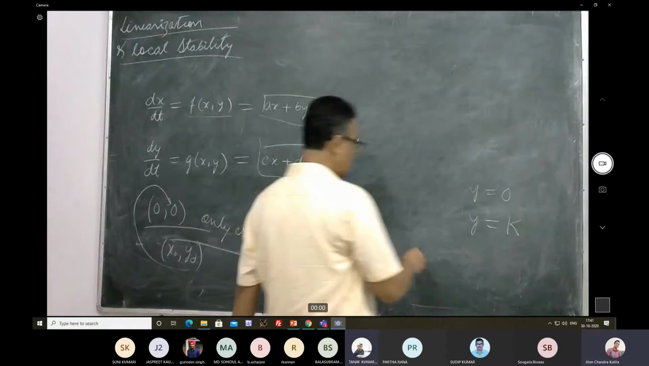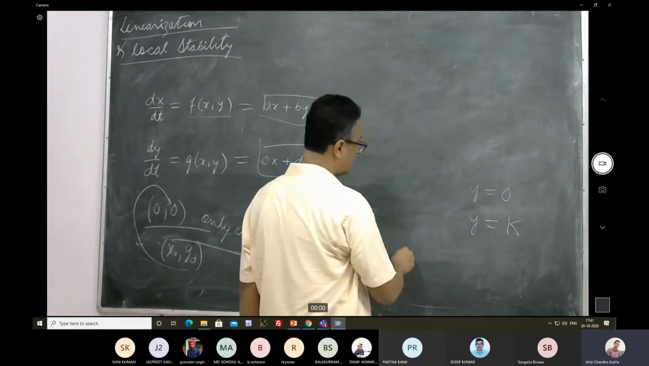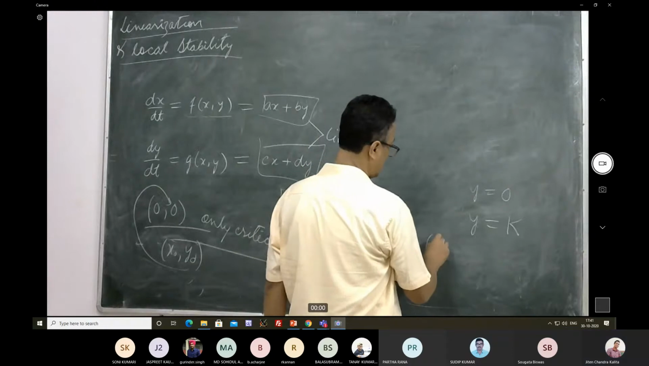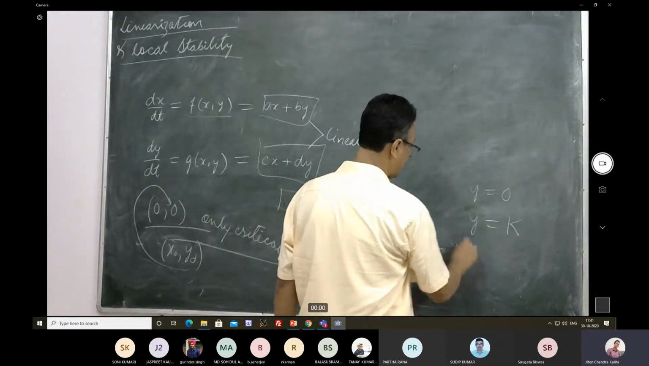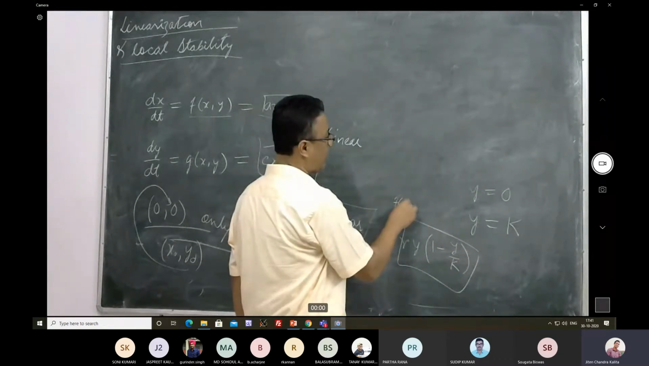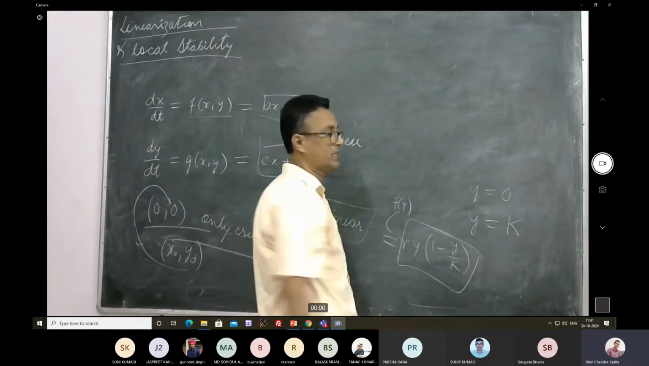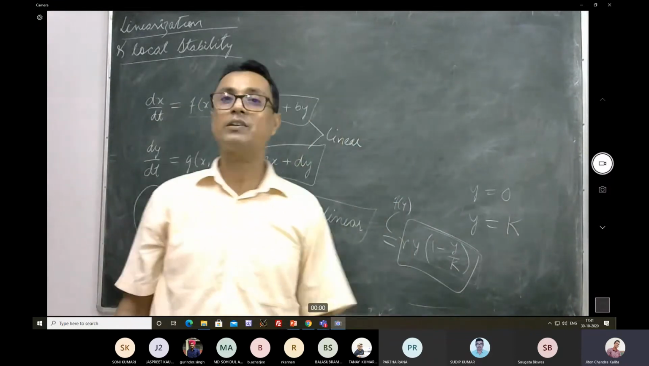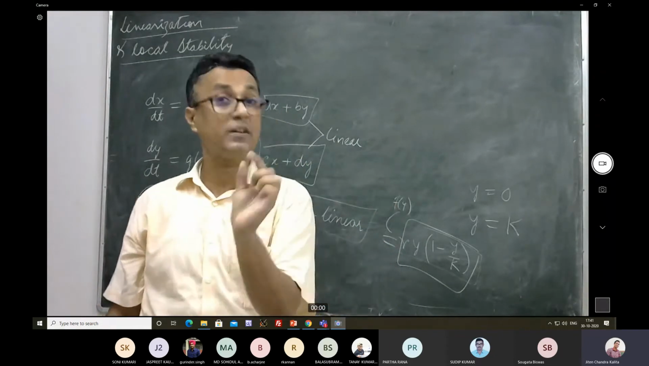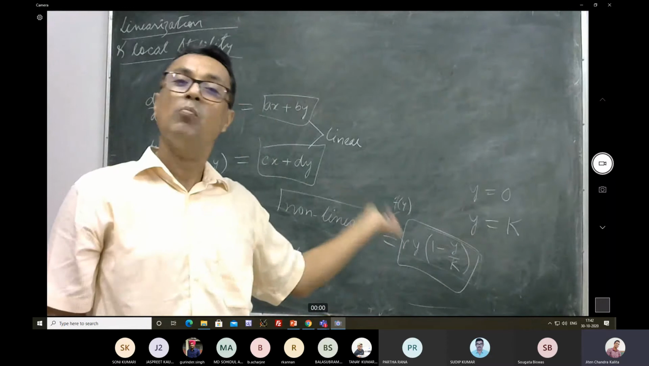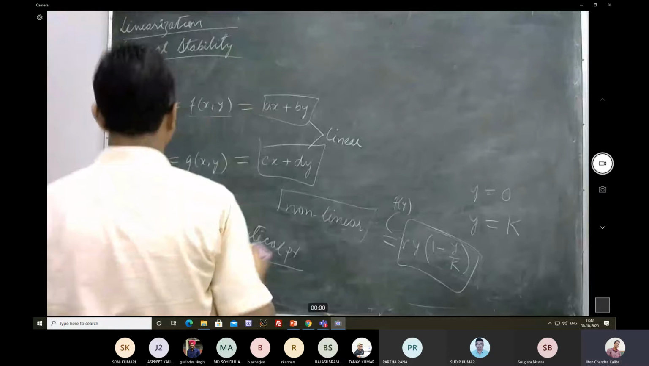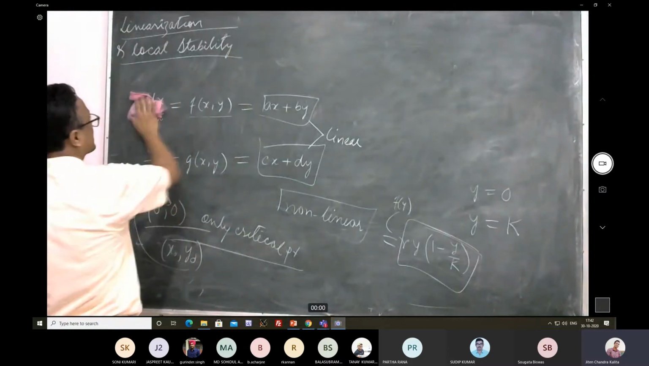If you recall, my system was something like this: r y times 1 minus y by k. My f of y was something like this, so this was non-linear, and it resulted in more than one critical point. So here also, the striking difference between linear and non-linear, the very first one, is that you may end up with more than one critical point. Okay, fine. Linearization, I will come back to in a little while.